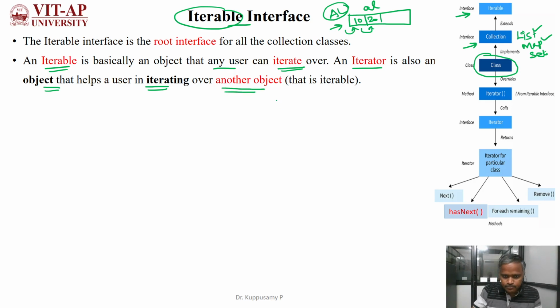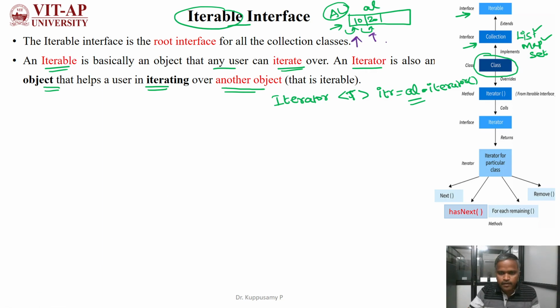For example, here Iterator is an interface which is referencing another object. Here the data type will be given, then the type variable, then we will use itr as the variable. Here the collection object will be represented, then it will use the iterator method. Using this method we can move the cursor from one element to another element in the forward direction.